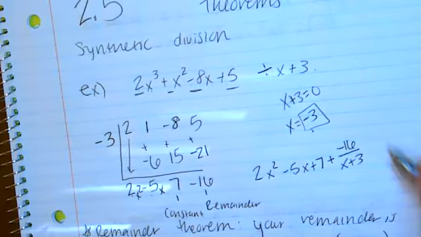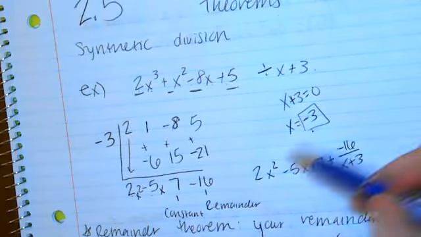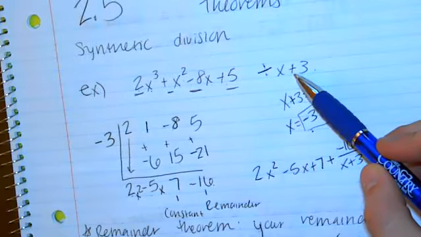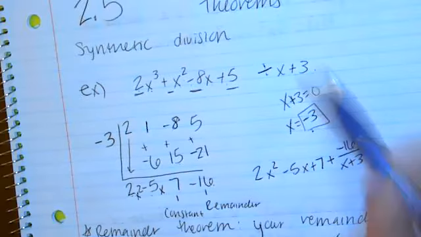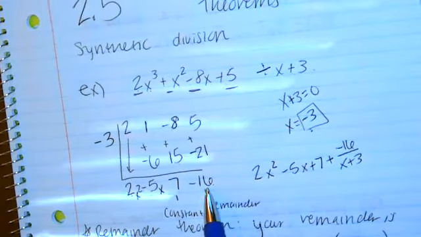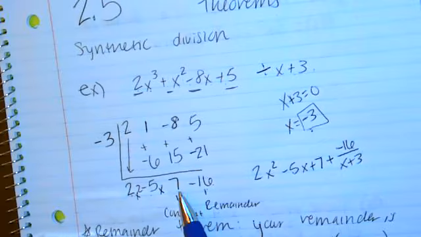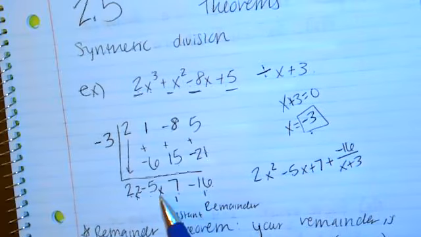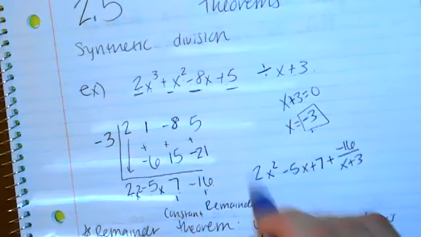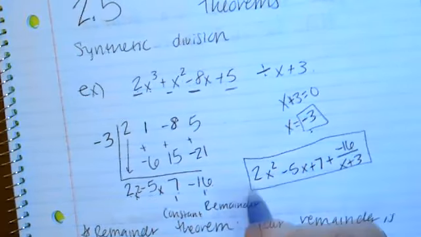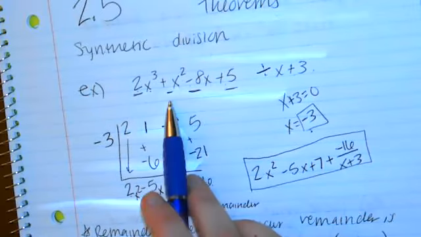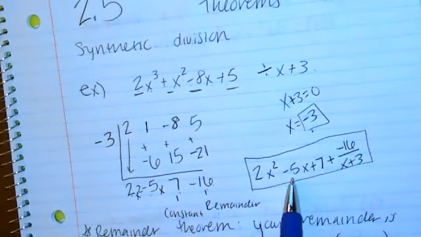Remember two things. We have to tack on this remainder, and it's always written over what we divided by. So again, last term is your remainder. That goes over here. Second in is your constant, just a number. Then your x squared. So this is our actual answer. After dividing this function by x plus 3, this is what we're left with.